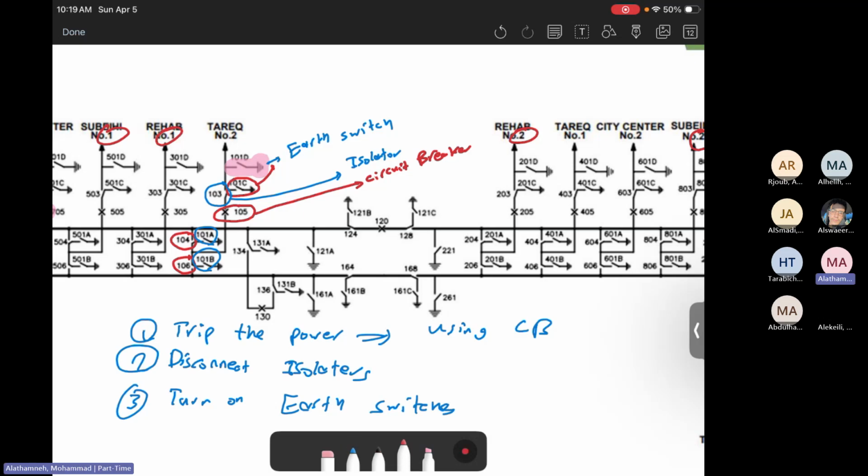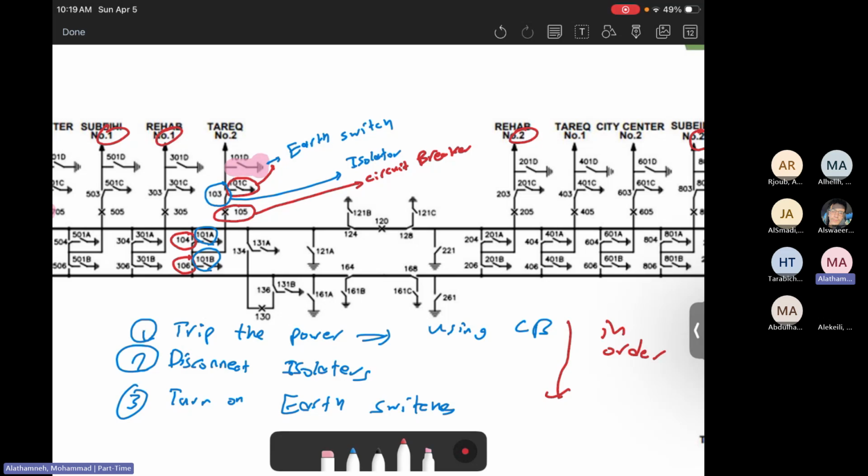You need to keep in mind to do them in order. What do I mean by in order? If you need to disconnect something, the first thing is to disconnect all of the circuit breakers. After that, disconnect all of the isolators. Then after that, turn on all of the earth switches. It must be in order. You cannot disconnect the isolators before the circuit breakers. You cannot turn on the earth switches before tripping and disconnecting the isolators.